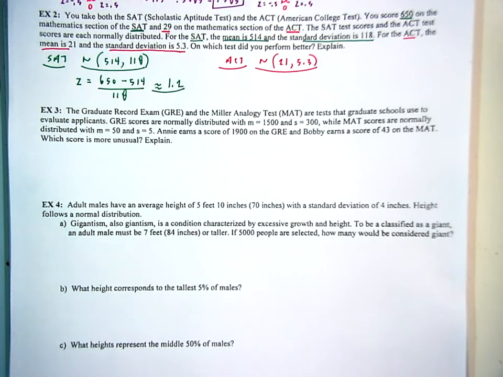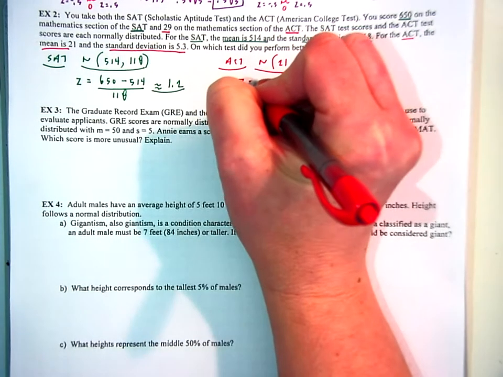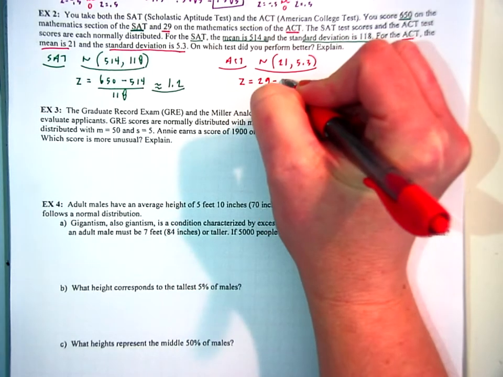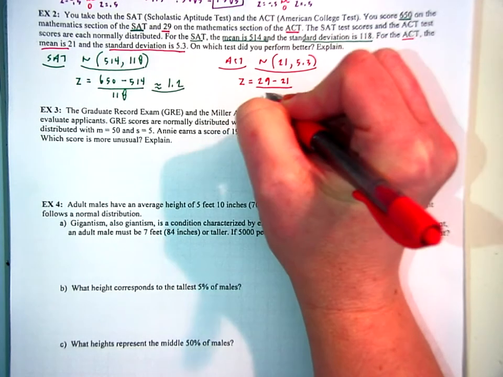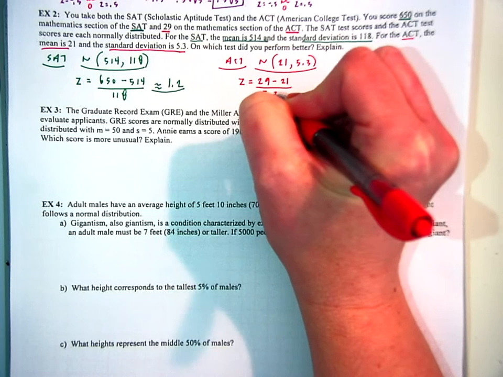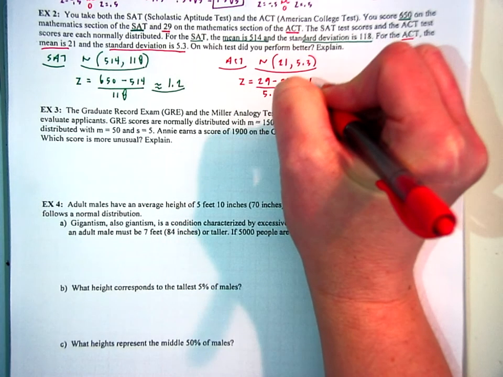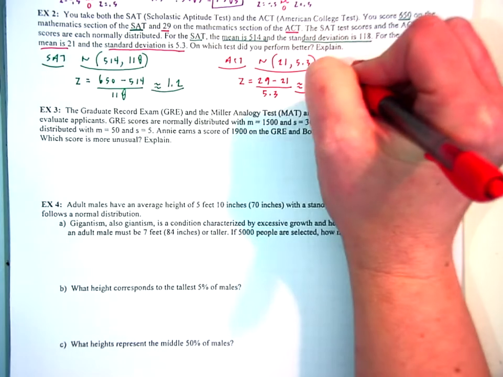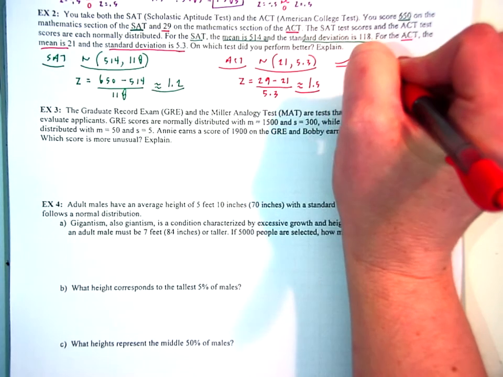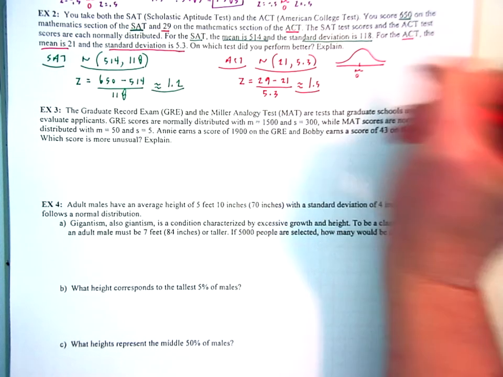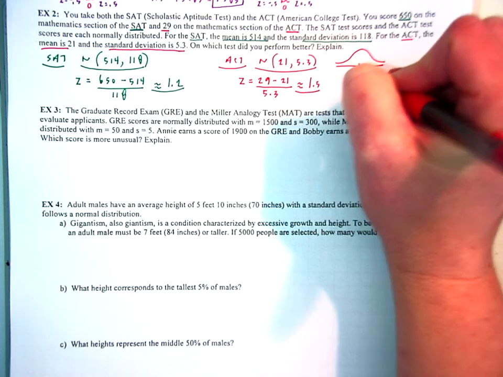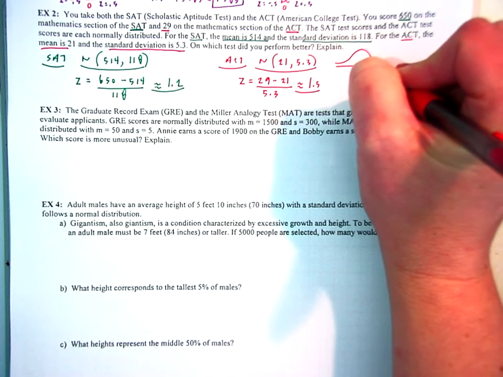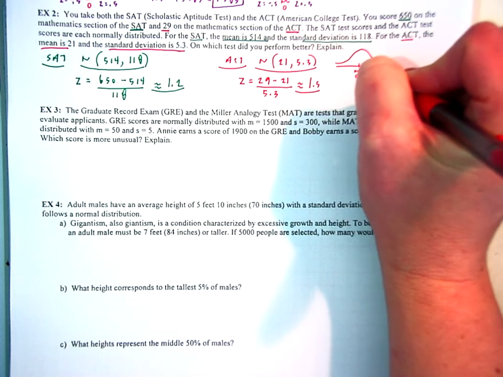For the ACT, Z equals the observation, the score of 29, minus the mean, which is 21, divided by the standard deviation of 5.3. So that gets us a Z-score of 1.5. So let's say I picture just a little normal curve like this. Here's my mean, Z-score is 0. And I have a Z-score here that's 1.2, and then right here, 1.5.